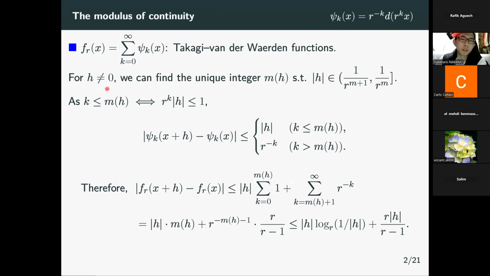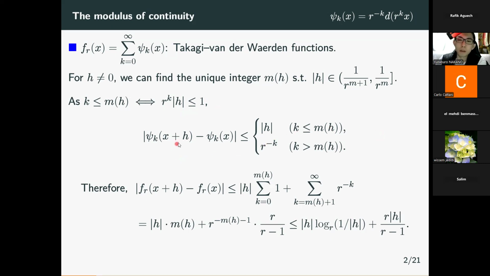For non-zero h, we can find a unique integer m(h) such that the absolute value of h is between 1 over r^(m+1) and 1 over r^m. Then k is less than m(h) if and only if r^k times the absolute value of h is less than 1.